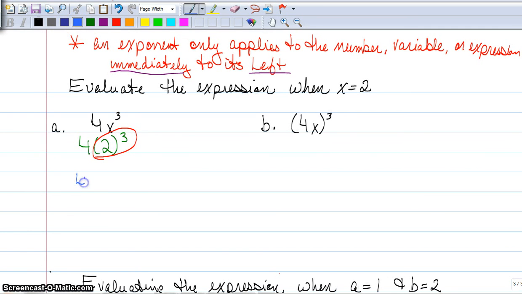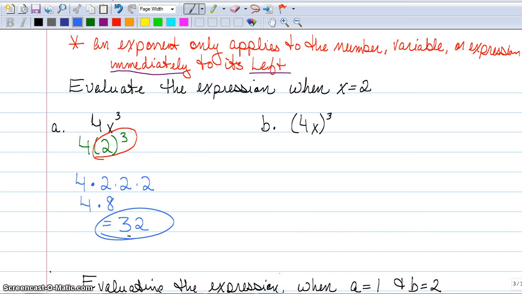So now I have 4 times 2 to the third. So I have 4 times 2 times 2 times 2. And I know that 2 times 2 is 4 times 2 is 8. So now I have 4 times 8. So when I evaluate that, I get 32.